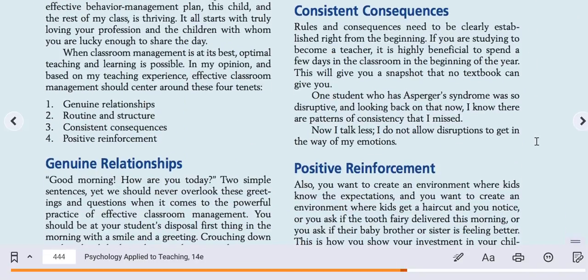Consistent consequences. Rules and consequences need to be clearly established right from the beginning. If you are studying to become a teacher, it is highly beneficial to spend a few days in the classroom in the beginning of the year. This will give you a snapshot that no textbook can give you. One student who has Asperger's syndrome was so disruptive, and looking back on that now, I know there are patterns of consistency that I missed. Now I talk less. I do not allow disruptions to get in the way of my emotions.